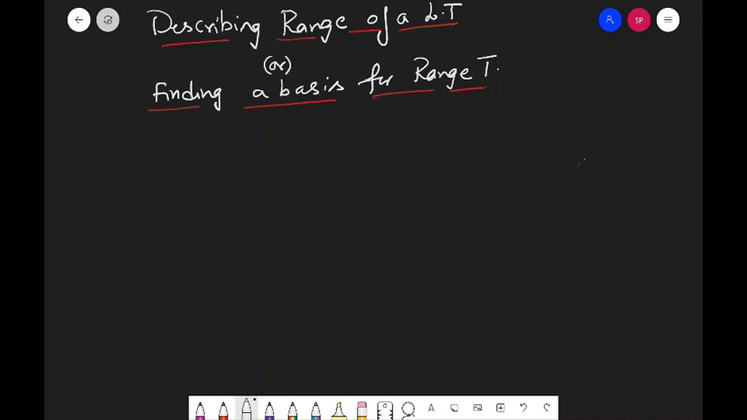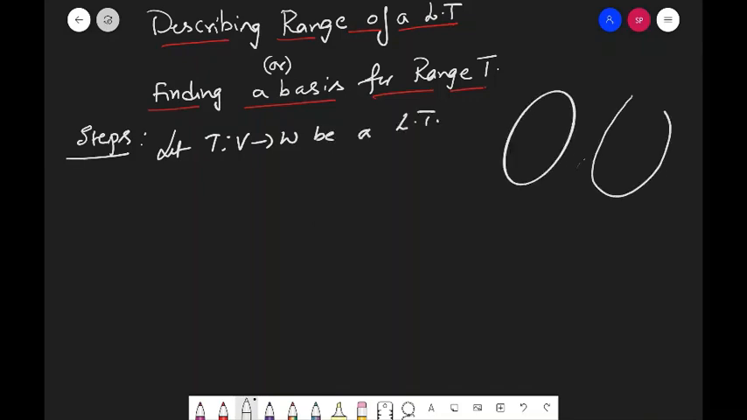After the theorem, now let us go through describing the range of a linear transformation, or I can say finding a basis for the range of a transformation T. First I would like to give the steps to be followed for the procedure. Let T from V to W be a linear transformation. So I have here V and W, and T is a linear transformation.